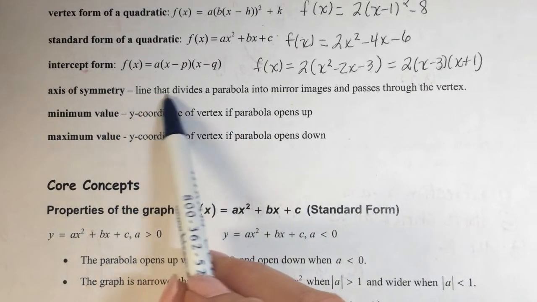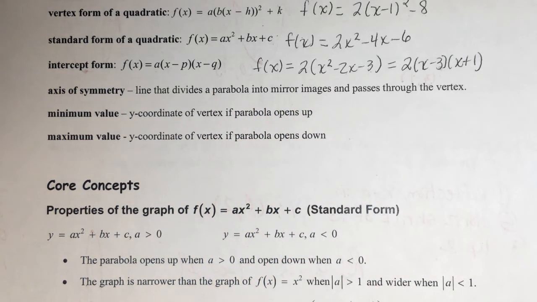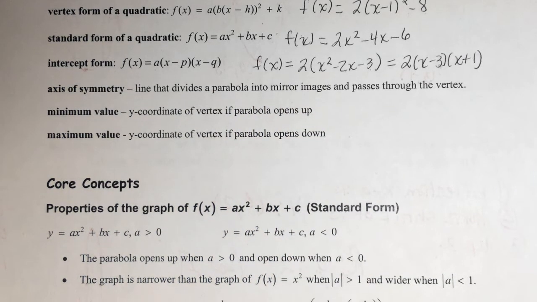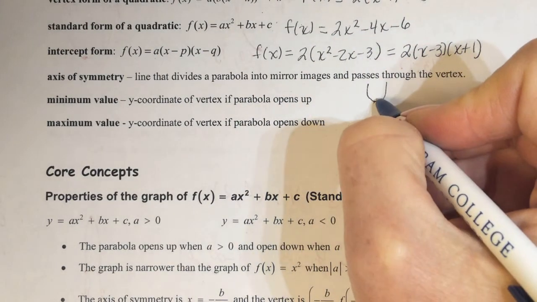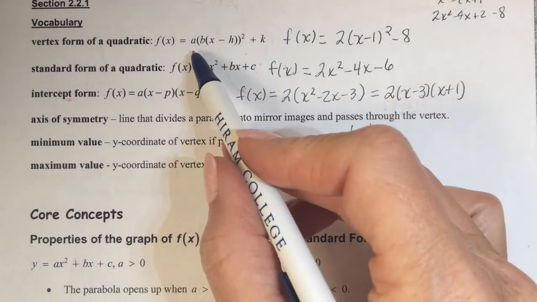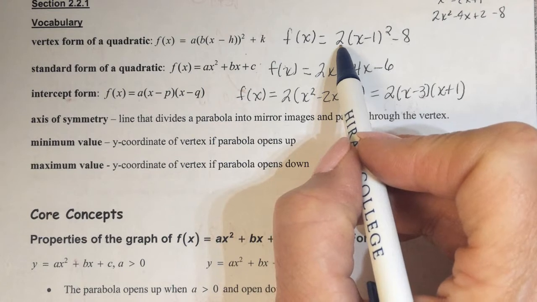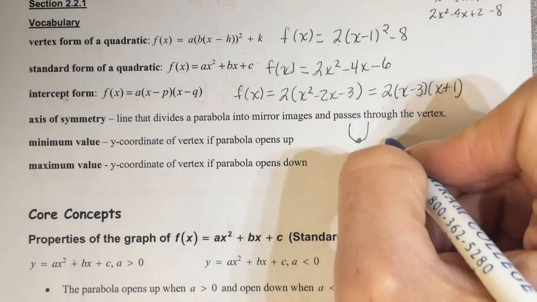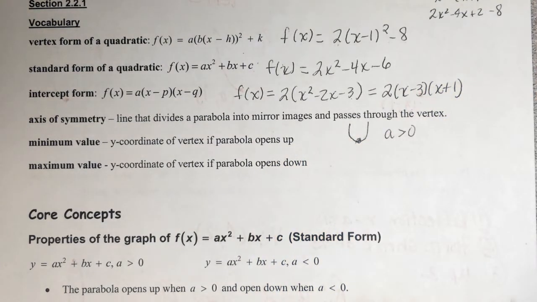Axis of symmetry. This is the line that divides a parabola into mirror images. And it's always going to pass through the vertex. We have a minimum value if a parabola opens up. So what does that mean? What forces the parabola to open up? What would be true of this a value? It would have to be positive. So this is going to happen when a is greater than 0.